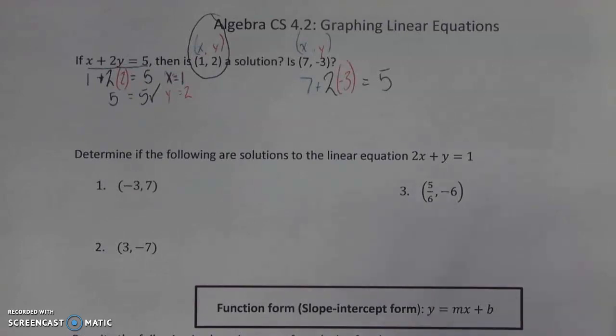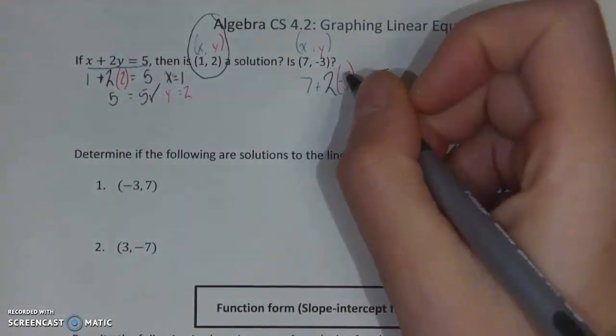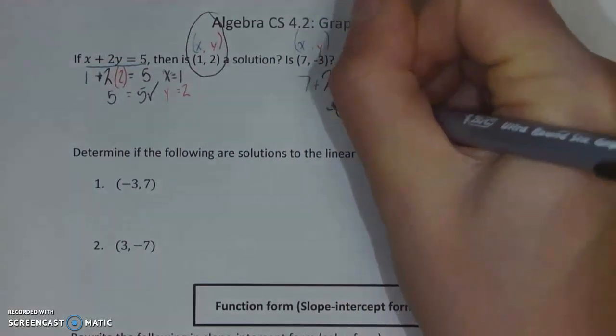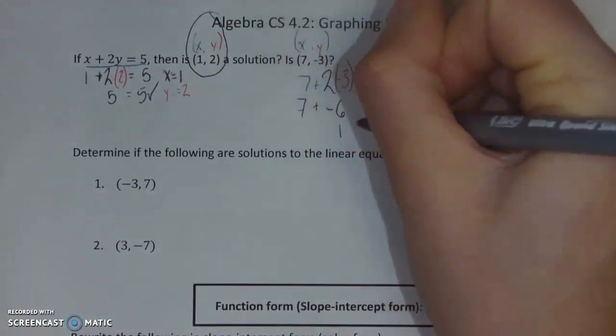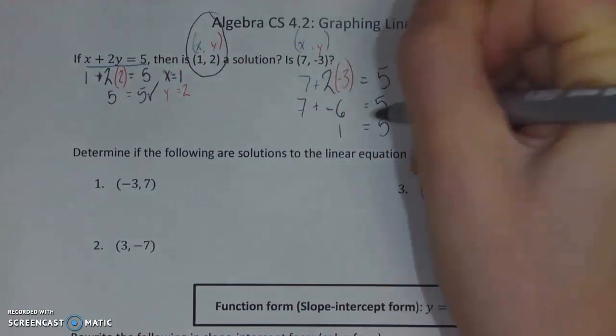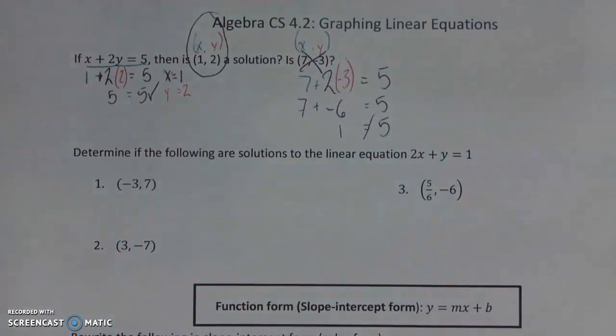Now we have to start with multiplication first. So 2 times negative 3 is negative 6. Add that to 7. And is that equal to 5? Well, no, that's equal to 1. So since 1 is not equal to 5, it means that 7, negative 3 is not a solution.